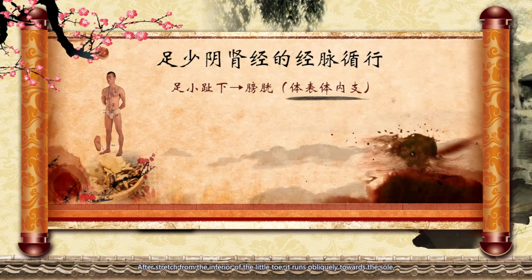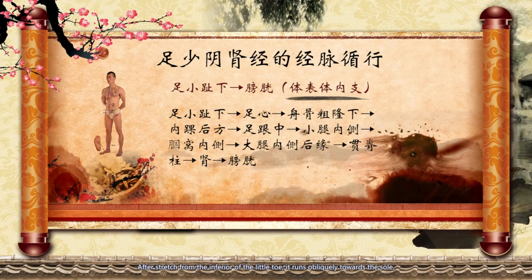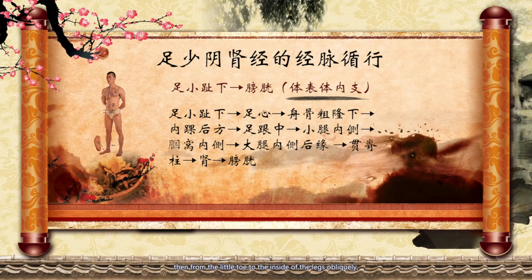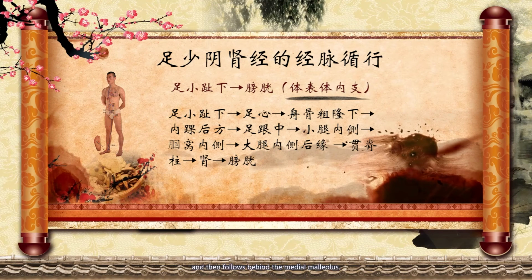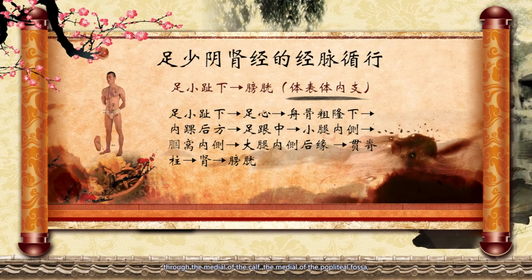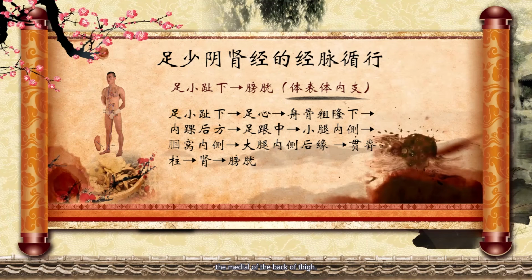After starting from the inferior side of the little toe, it runs obliquely towards the sole. Then, from the little toe to the inside of the leg obliquely, so-called inclined towards the sole, upwards through the inferior side of the tuberosity of the navicular bone, and then follows behind the medial malleolus. Behind the medial malleolus, it will make a circle, and then upwards, through the medial side of the calf, the medial side of the popliteal fossa, the medial side of the back of the thigh.